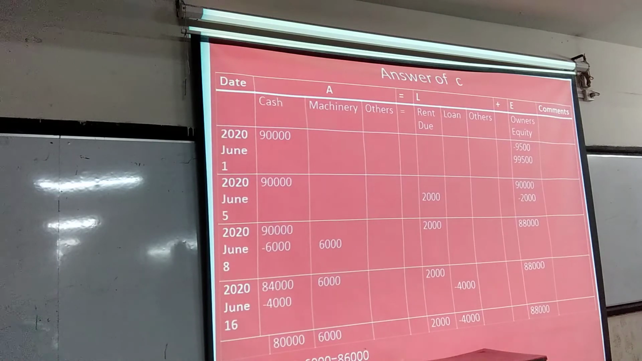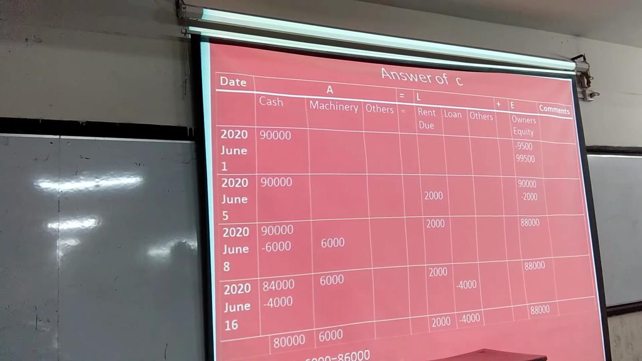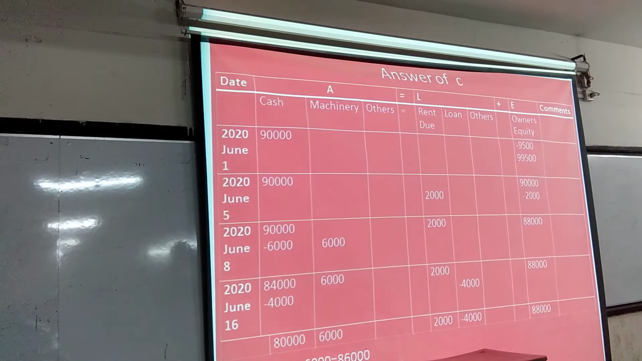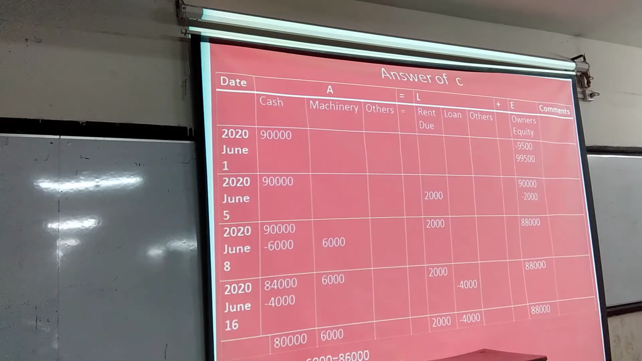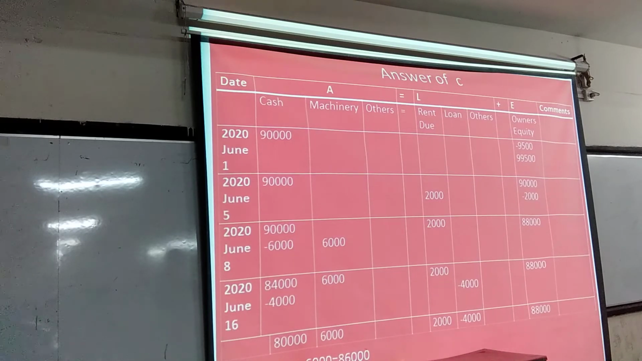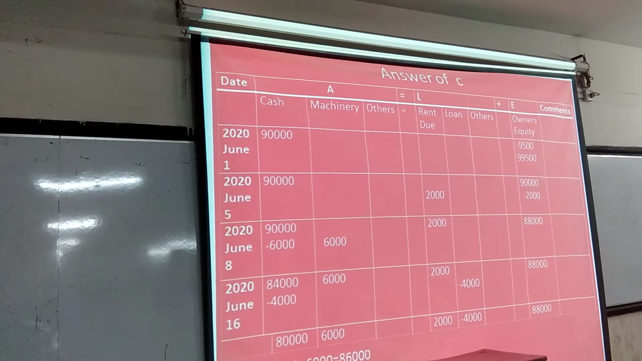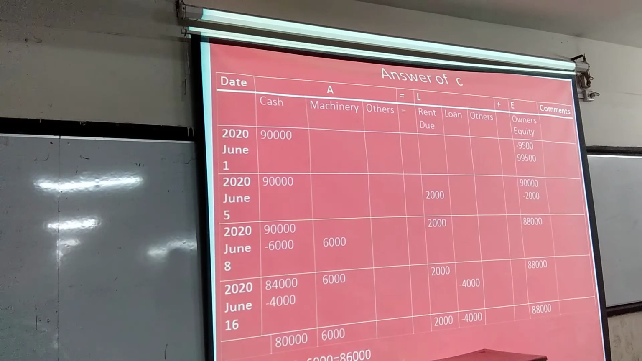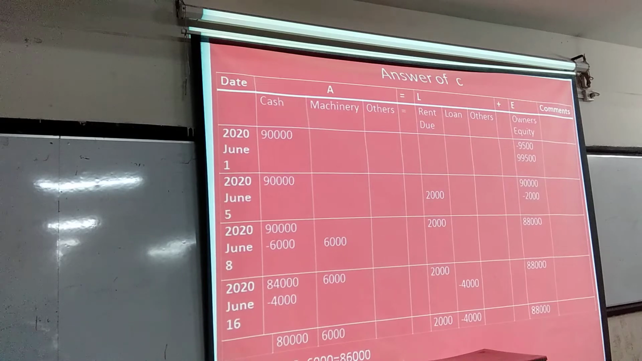In the question, you have been asked to prove A equals L plus E, considering only the first 4 transactions. For the first transaction, cash will increase 90,000 and goods brought in, that is an expense. As a result, owner's equity will be decreased 9,500 and capital was 99,500. As a result, owner's equity will be increased.